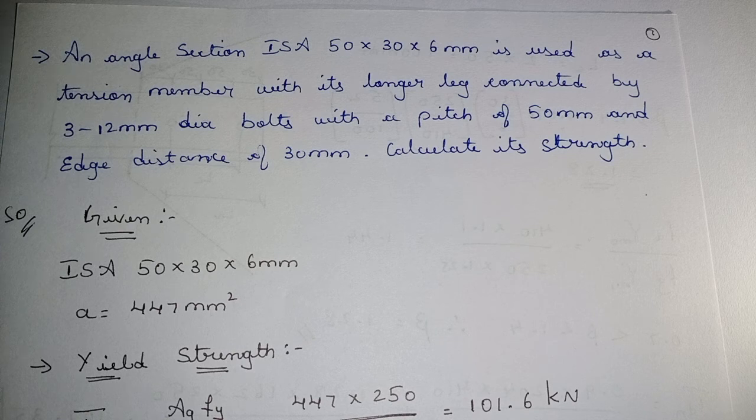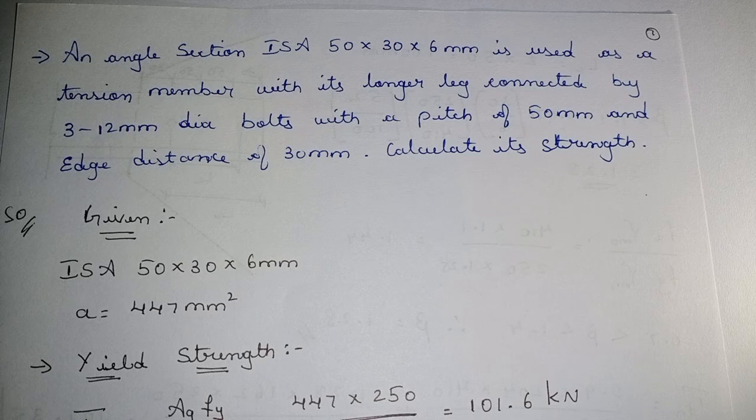If it is safe for all three parameters, then the tension member is safe. In the same way, they have told us to calculate the strength, right? The strength of the member, maybe plates, angle sections or channel sections, depends on the strength in yielding, rupture and block shear. So here we need to find all three parameters. Whichever is least will be the strength of the angle section. Got it? So we'll go one by one.